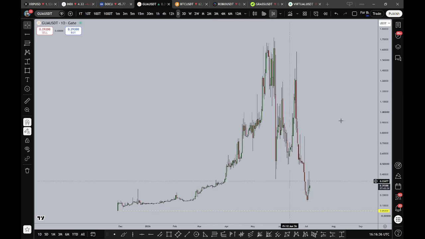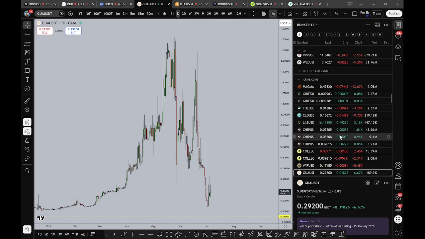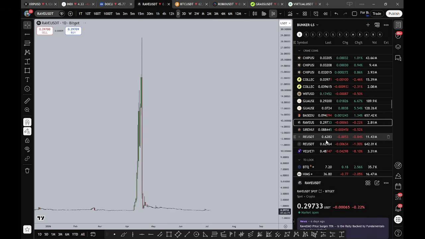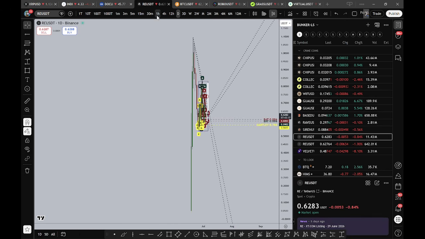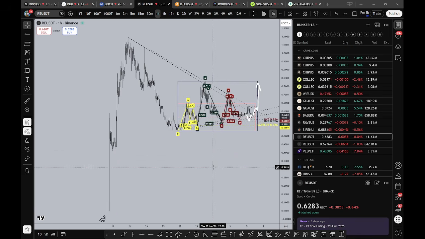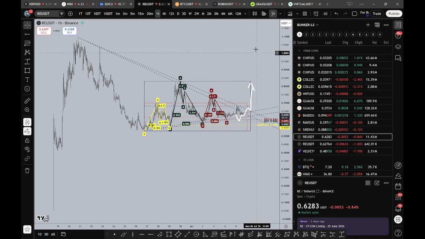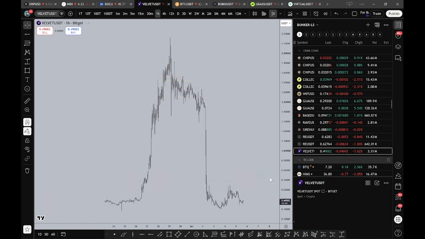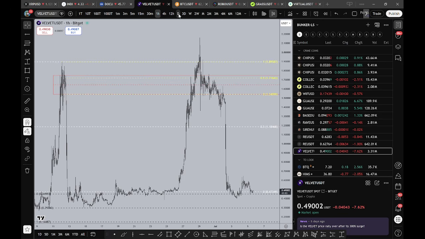But yeah, these are crime tokens. And let's say RE is one. I don't know if it is, but the fact of the matter is, we might be able to catch a nice move. That's all that matters. Do we have an area where we can manage risk, and do we have a potential move to catch on this? If yes, I'm interested. That's all. Velvet's another piece of shit crime token.